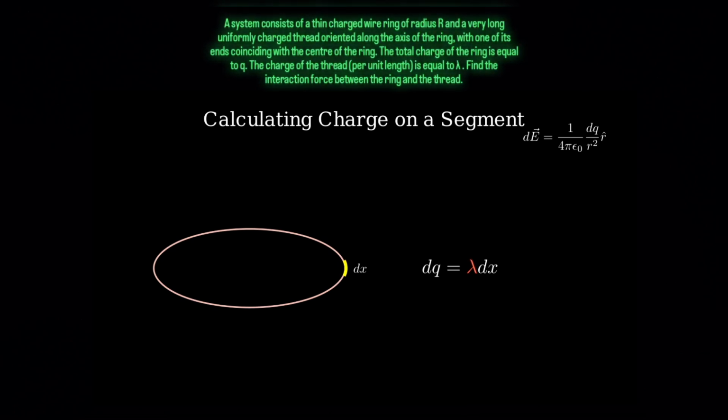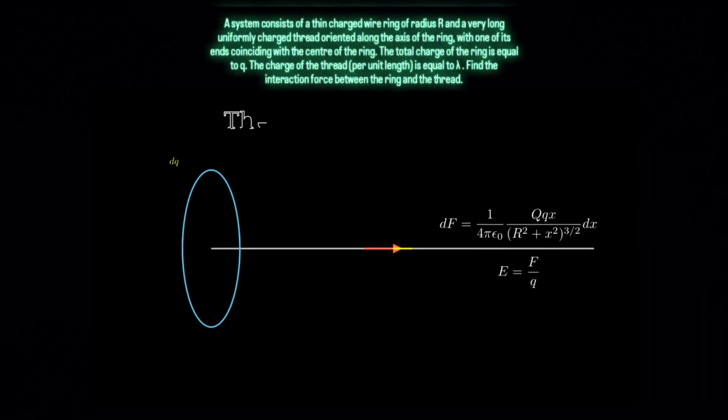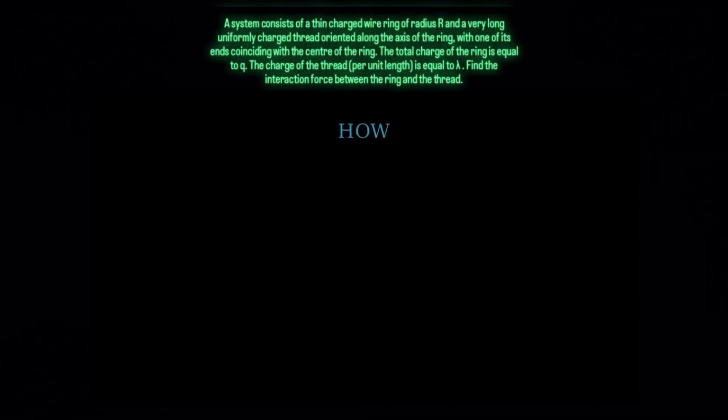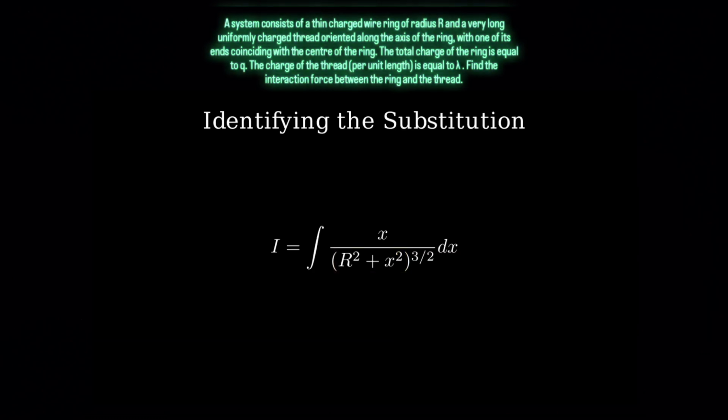To get the total force, we just need to sum up, or integrate, these tiny forces from the center, x equals 0, all the way to infinity. Let's pull the constants k, q, and lambda out to the front. We are left integrating x over this geometric term. Pause here. Do you see a simple substitution that solves this integral? Notice that we have an x dx on top, which is the derivative of the x squared inside the bracket.